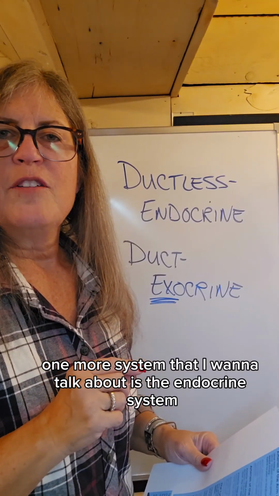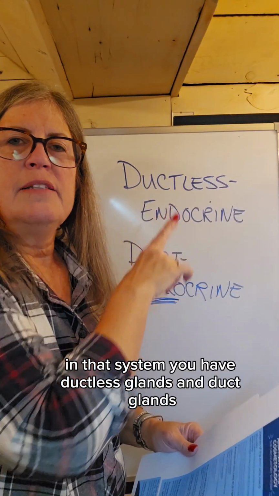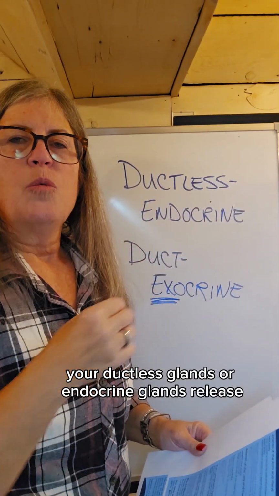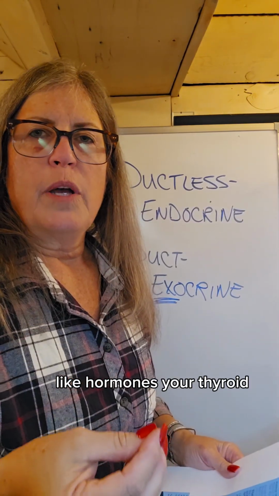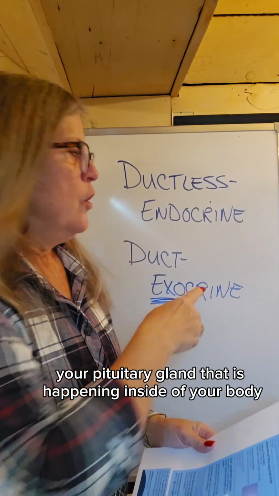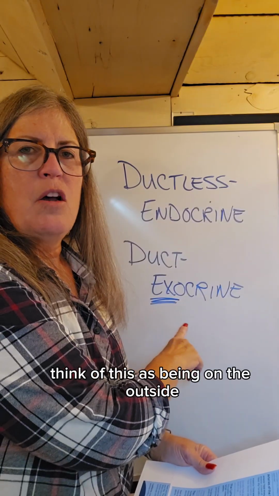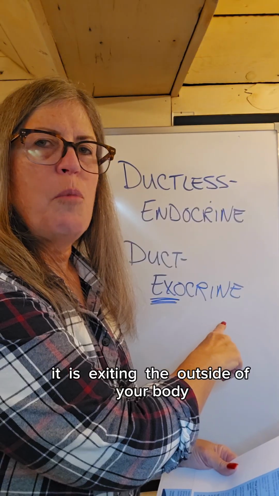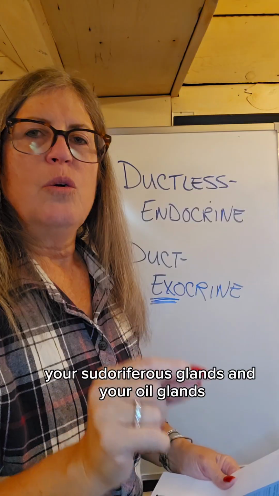One more system that I want to talk about is the endocrine system. In that system, you have ductless glands and duct glands. Your ductless glands or endocrine glands release substances into your body like hormones, your thyroid, your pituitary gland. That is happening inside of your body. Your duct glands or your exocrine glands, think of this as being on the outside. It is exiting the outside of your body. Those are your sweat glands, your sudoriferous glands, and your oil glands.